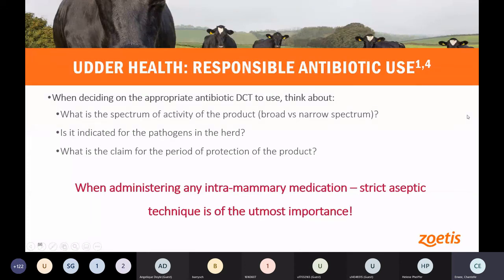And once again, especially with narrow spectrums, it's very important to hammer on hygiene with intramammary administration, because you can introduce an environmental bacteria into that udder even when you put in antibiotics, especially a narrow spectrum antibiotic, if you don't do a good job of the hygiene while you're doing that.